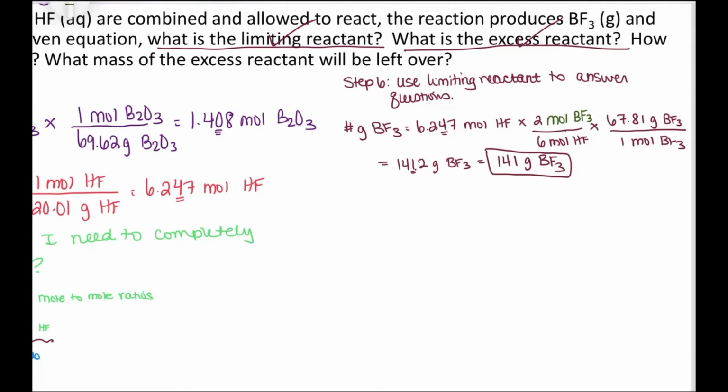So the last question I want to answer here is what mass of the excess reactant will be left over? So how much excess B2O3 do we have? Well, let's think about that. We know how many moles of HF we have. We know how many moles of B2O3 we have. We know we have more B2O3 than can actually react. So the way I'm going to do this is I'm going to figure out, well, how many moles of B2O3 do I actually need to react?